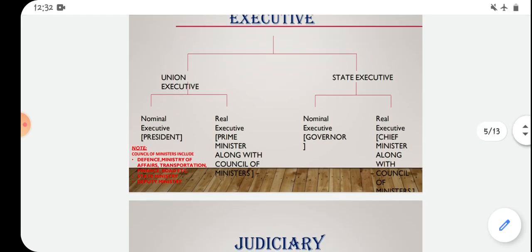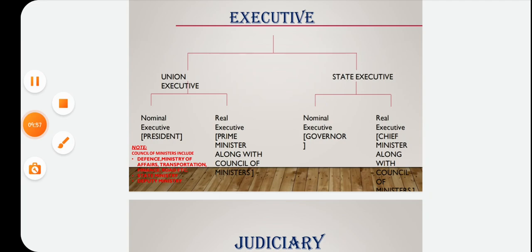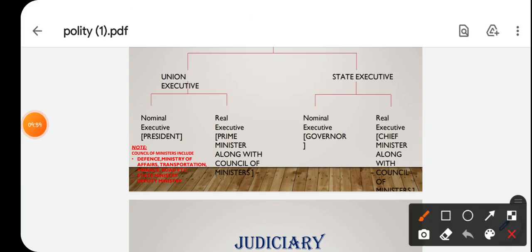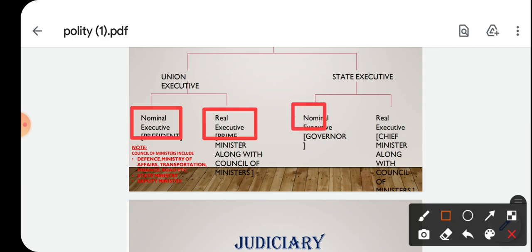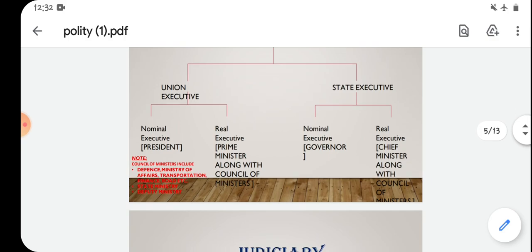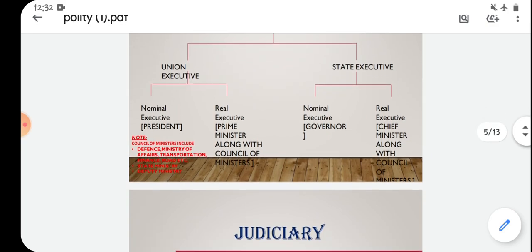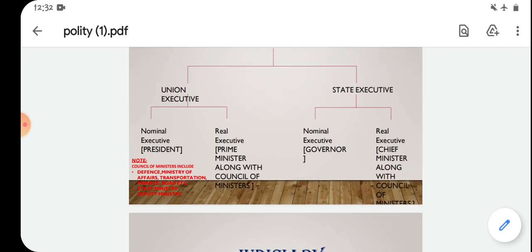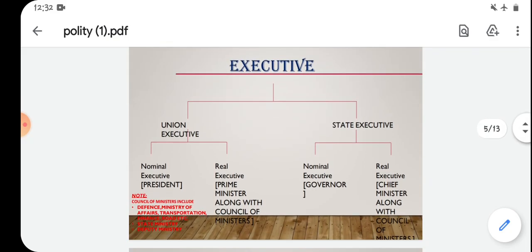Now this union executive is further divided into two parts. What is it? The first one is nominal executive, and the second one is real executive. Similarly, state executive is also divided into two parts, nominal executive and real executive. Nominal and real. Now in union executive, the nominal head or nominal executive will be the president. The president is also known as the first citizen of our country. President will be the nominal head.